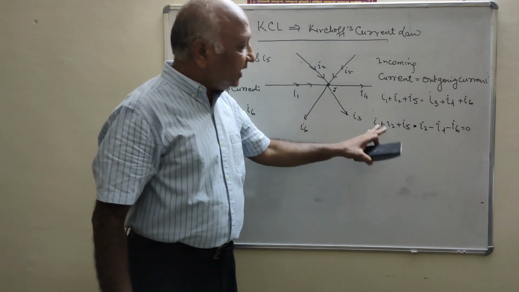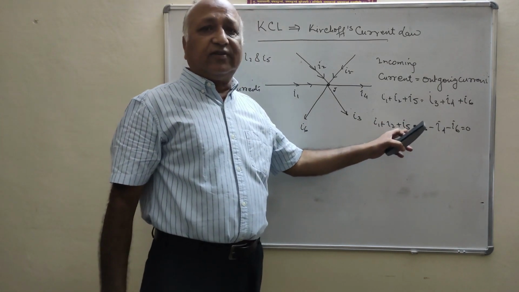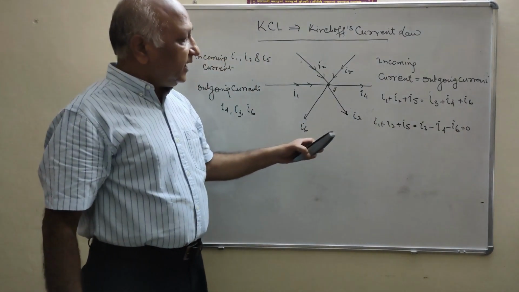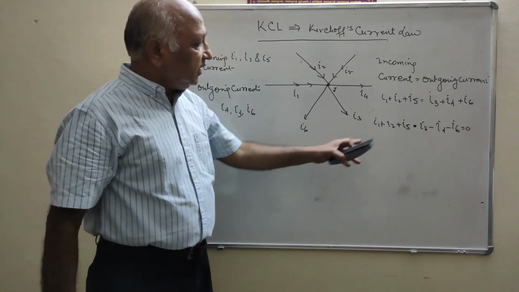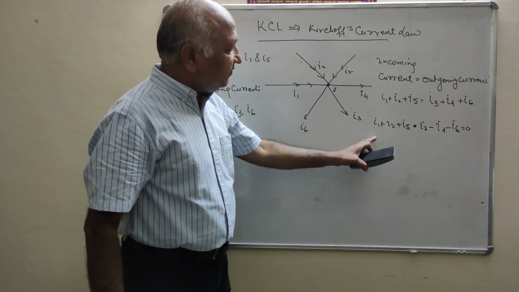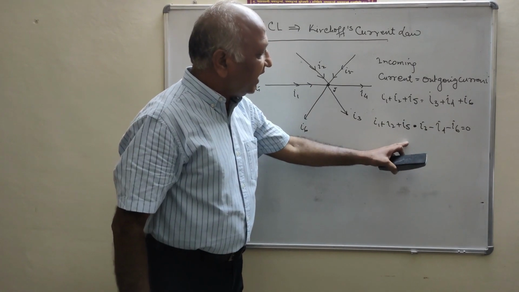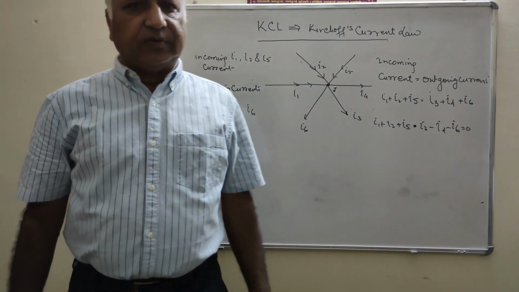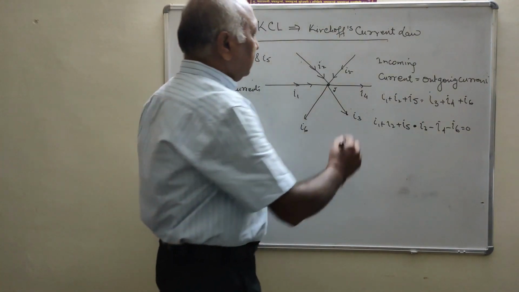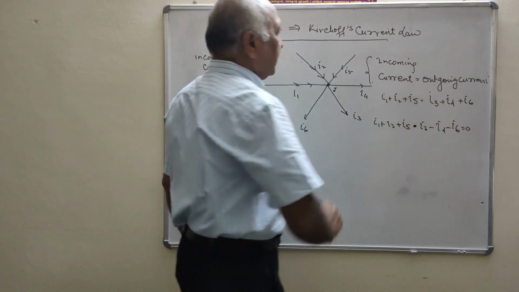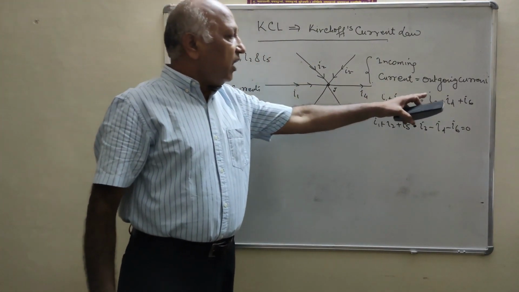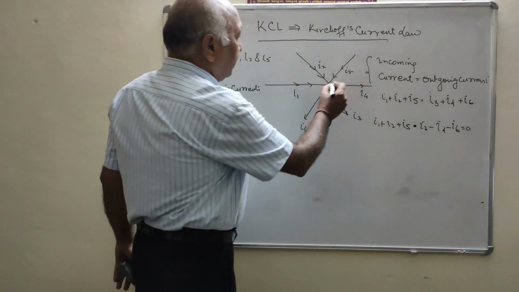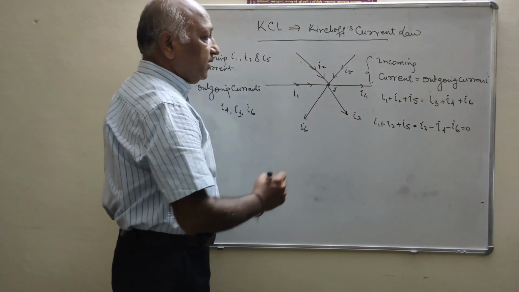Clear? It is not a fundamental rule that the incoming current is always taken as positive. Suppose we take the negative sign common, then this is minus I1 minus I2 minus I5 plus I3 plus I4 plus I6 is equal to 0. Clear? So the basic rule is that the incoming current is equal to the outgoing current.